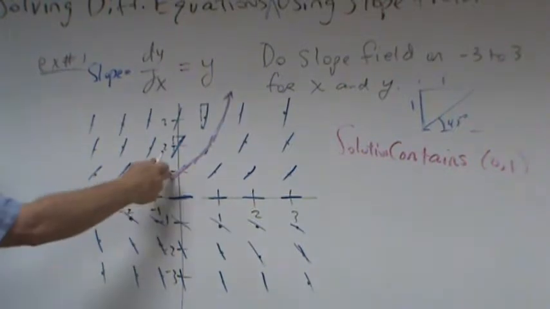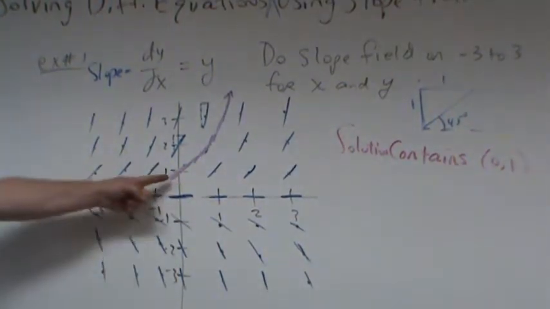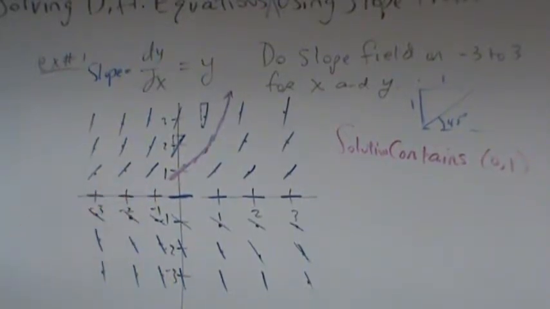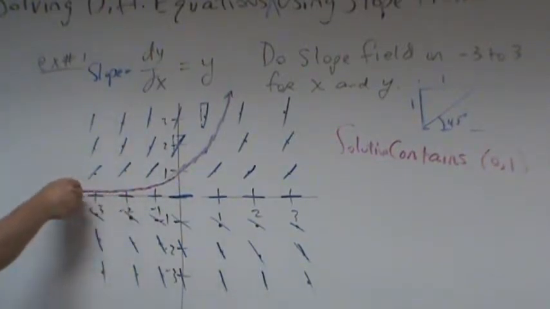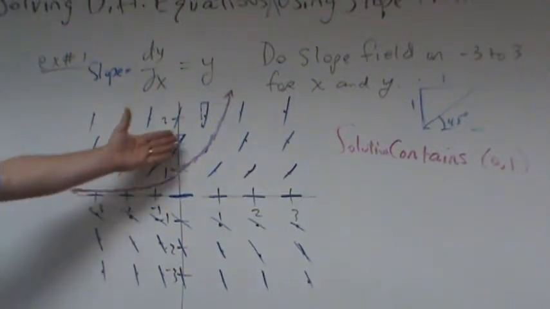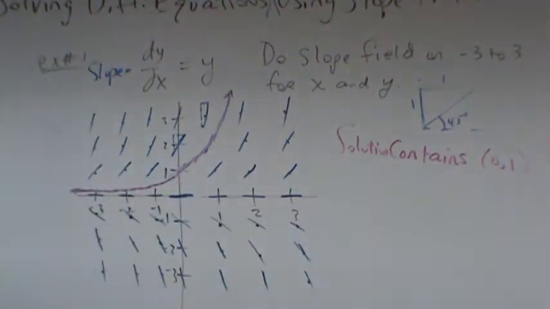But when I get down here, like when y is 1/2 or 1/4 or 1/8, what's happening to the slope as I get closer and closer to the x-axis? 0. Yeah, it's getting closer and closer to 0. So you see my x-axis ends up being a horizontal asymptote. So this is one solution. This would be the solution I get when it contains the point 0, 1.